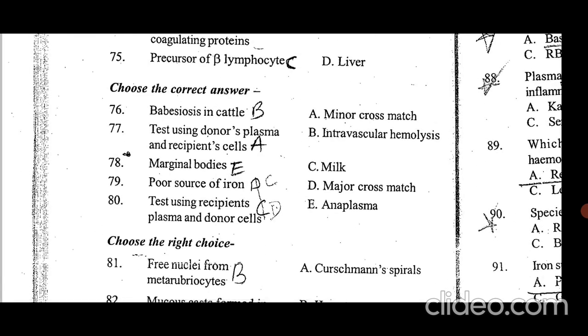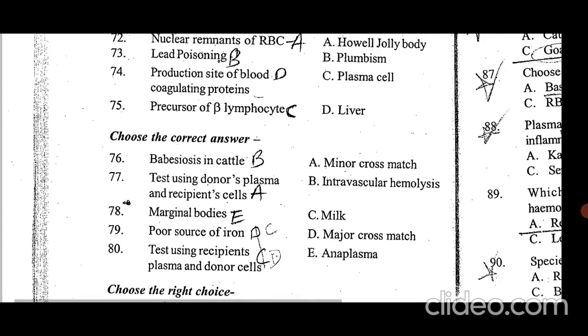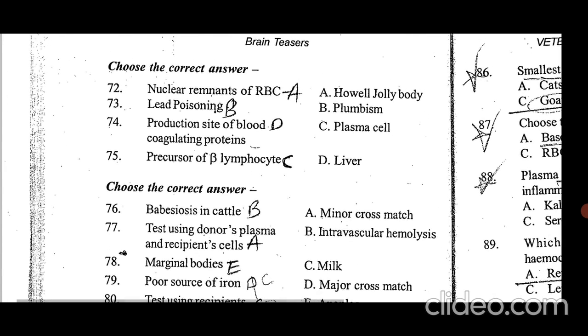Babesiosis in cattle causes intravascular hemolysis. The test used for recipient and donor cells: as if I am the donor and I am giving cells, and my cells are being tested, then it will be the major crossmatch test. Cow's milk is a poor source of iron. Marginal bodies are in Anaplasma. Anaplasma marginale is a species.